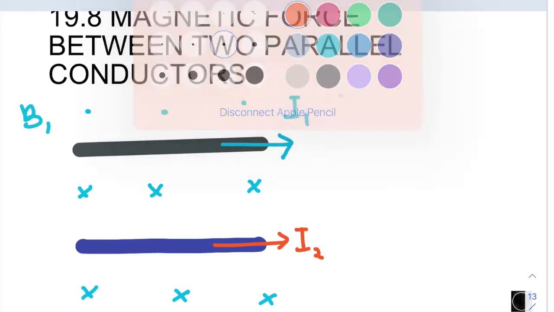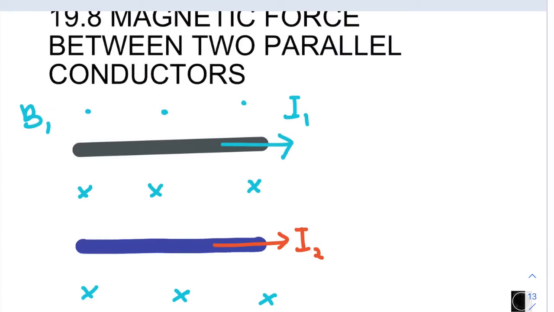For B2, place your thumb along the I2 direction and then grab the wire. So you will have B2 at the bottom of wire 2 into the page. However, on the top of it will be out of the page. So the orange color here is B2.